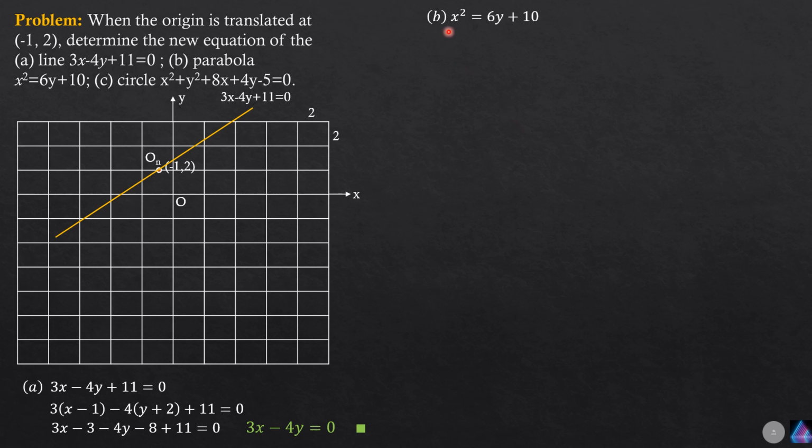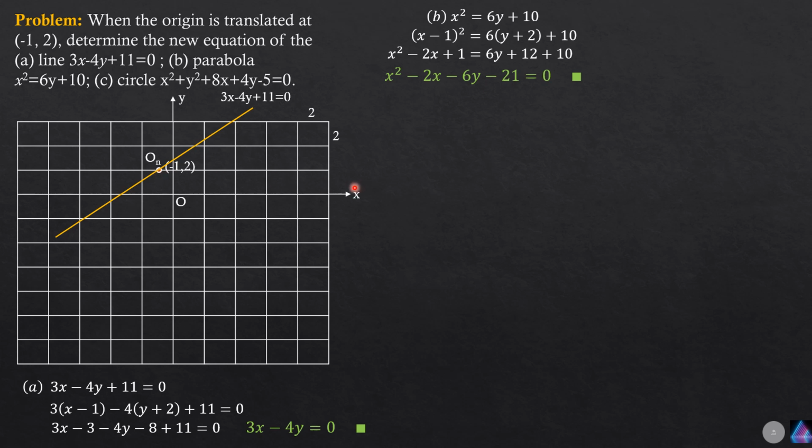So by our observation here, we simply replace x by x plus -1 and y by y plus 2. So quantity x minus 1 squared equals 6 times quantity y plus 2 plus 10. Simplifying and expanding, x squared minus 2x plus 1 equals 6y plus 12 plus 10. Then we have x squared minus 2x minus 6y minus 21 equals 0. So that's the new equation of the parabola when the origin is translated to (-1, 2).